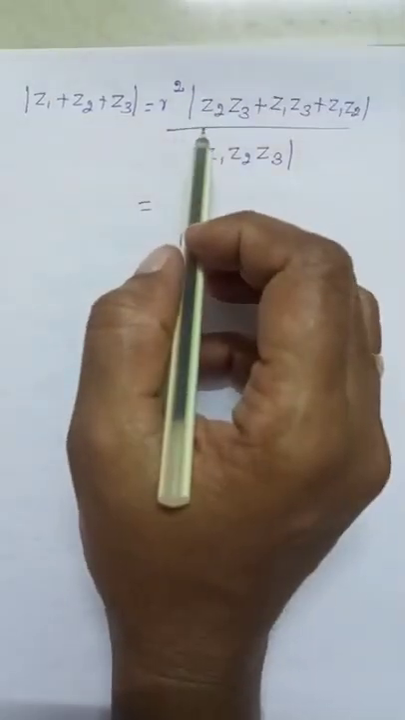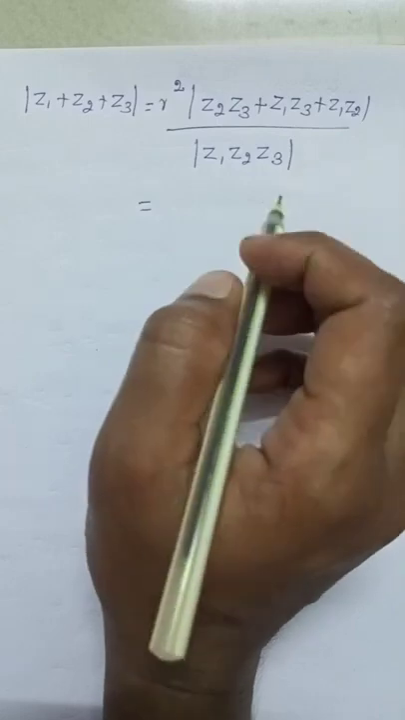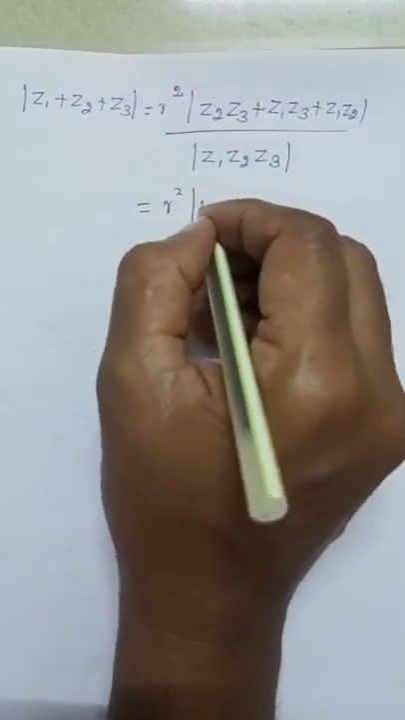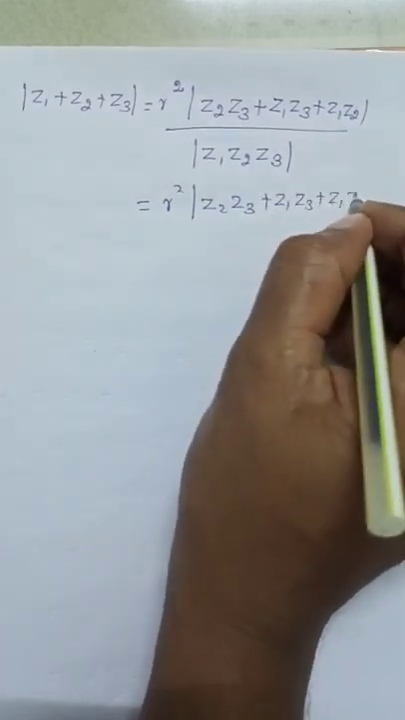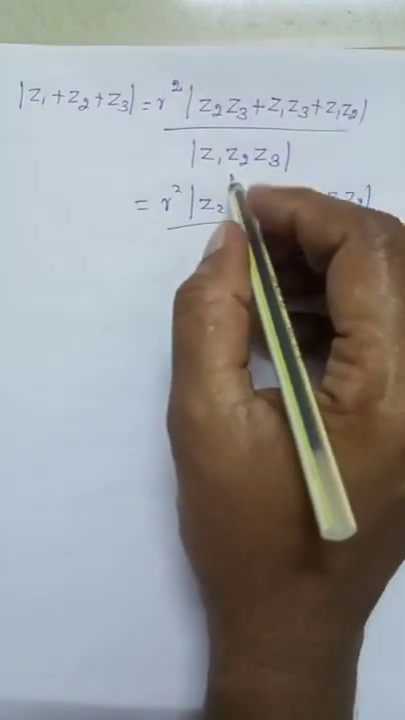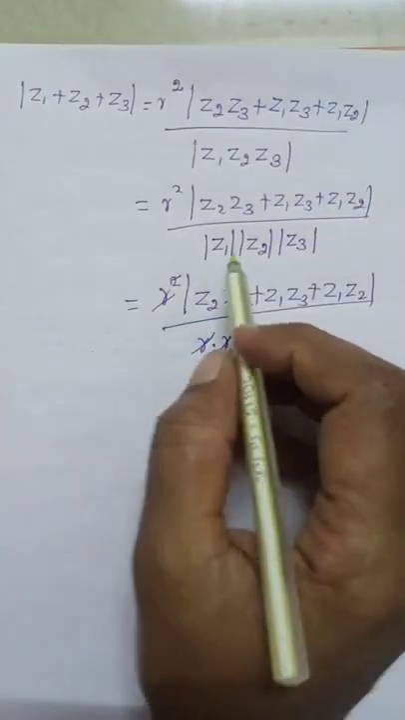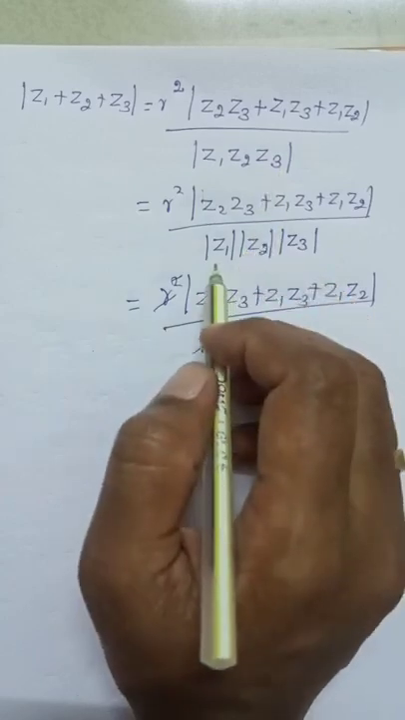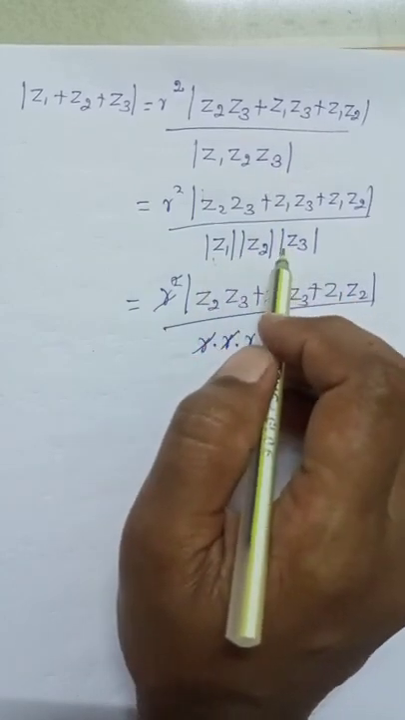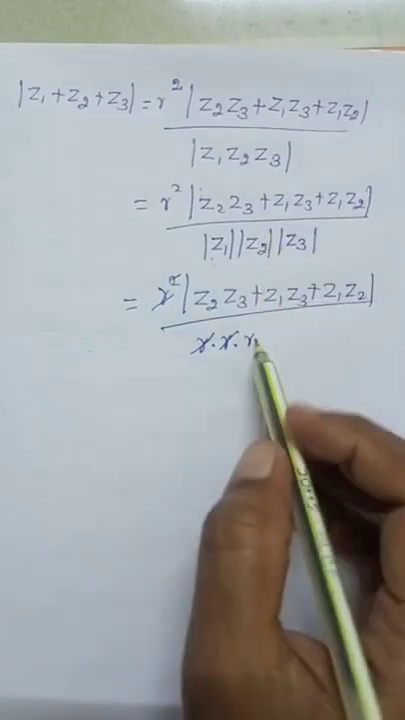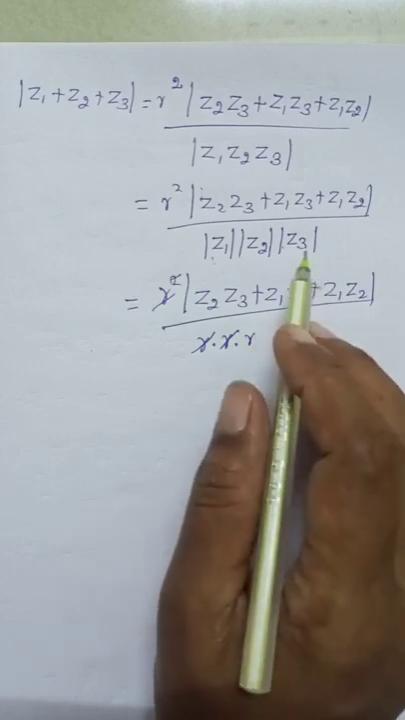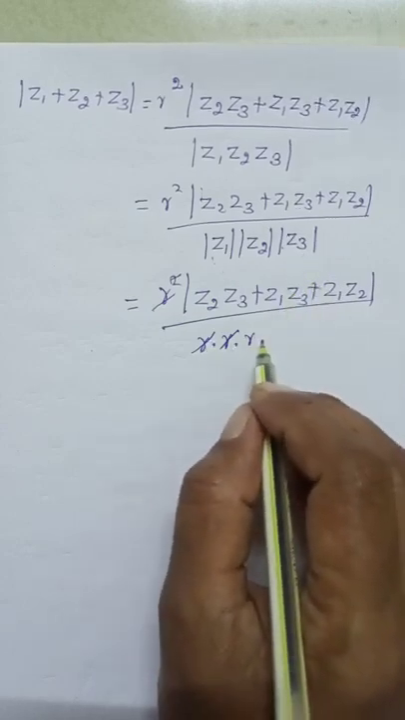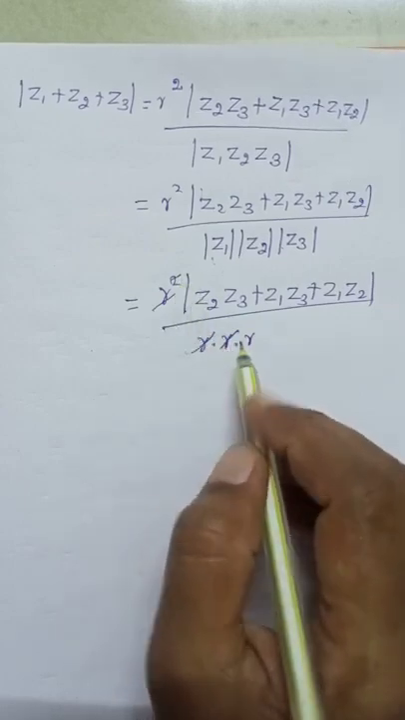So we may get, as per the condition modulus Z equal to modulus Z bar, we have removed the bar. Now you see R square into modulus Z2 Z3 plus Z1 Z3 plus Z1 Z2 divided by, this can be separated, isn't it? Modulus Z1 into modulus Z2 into modulus Z3. See, in the condition they have given modulus Z1 equal to modulus Z2 equal to modulus Z3 is equal to R. So, R into R into R. See, 2R will be getting cancelled.